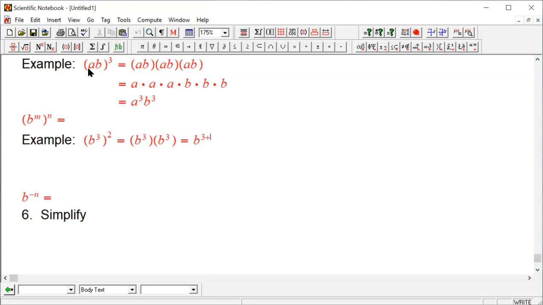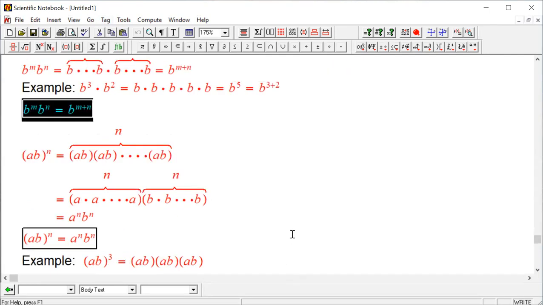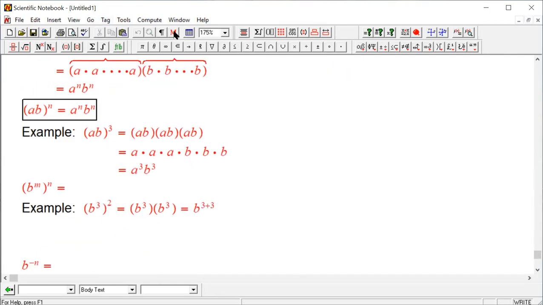3 plus 3, right? We have this property right there, so we can use it, and therefore we get b raised to the power of 6.